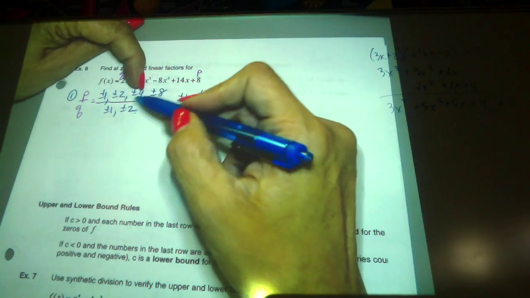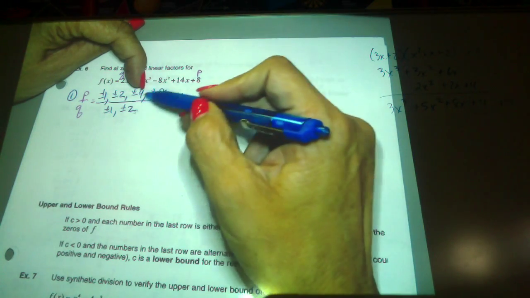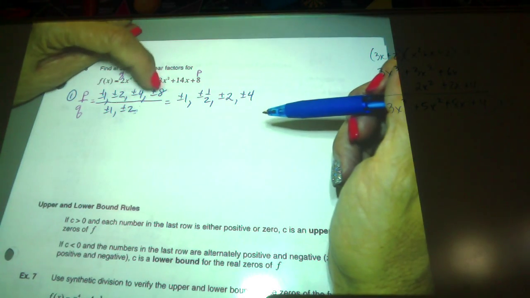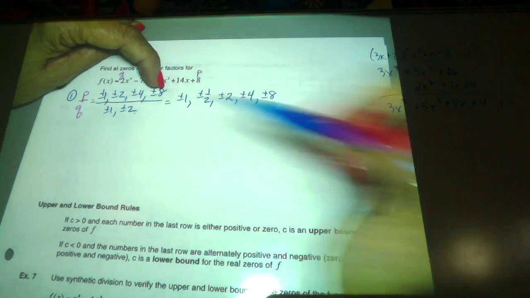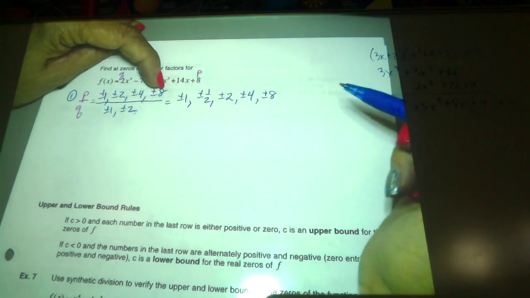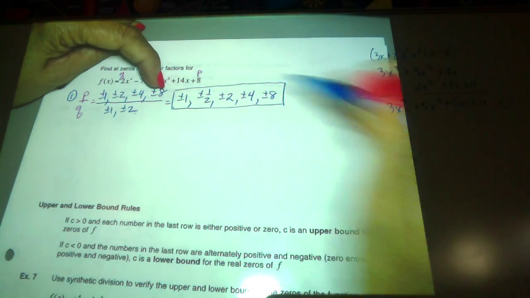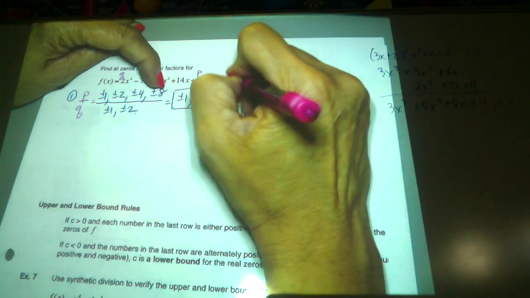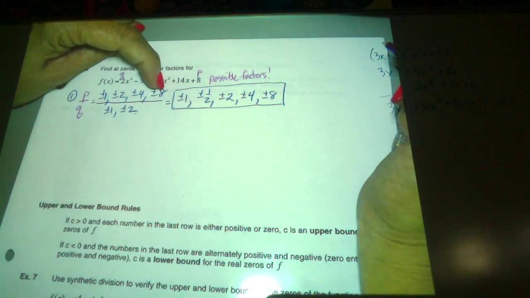Then go to 4. What's 4 over 1? So plus or minus 4. What's 4 over 2? And we already wrote that, so we're not going to write it twice. Go to 8. What's 8 over 1? Plus or minus 8. What's 8 over 2? 4. So we already wrote that, don't write it again. So these are our possible choices. I can guarantee you I'm not starting with 1/2. These are possible factors. That still leaves us quite a bit to choose from.